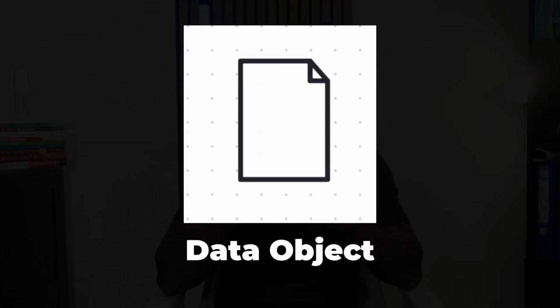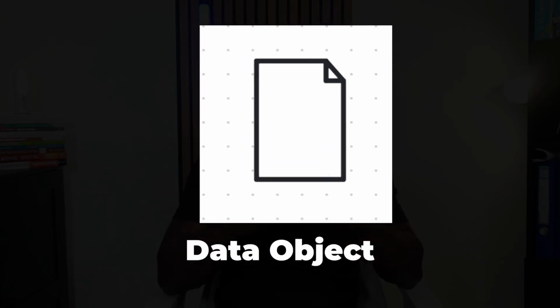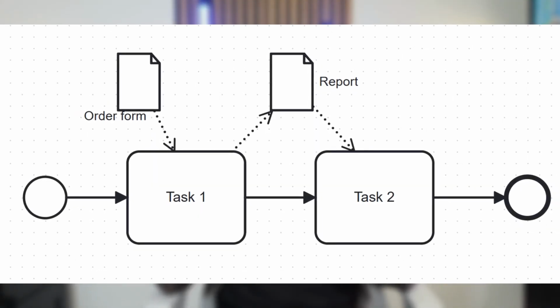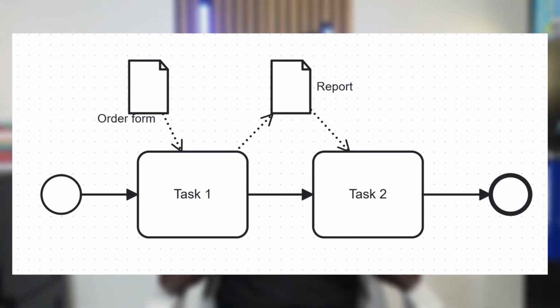Data objects. These are the information used or produced, represented by a page icon with a folded corner. For example, an order form or a report. They show what goes into or comes out of an activity. With these connections, your process starts to take shape. But how do you organize all this clearly?